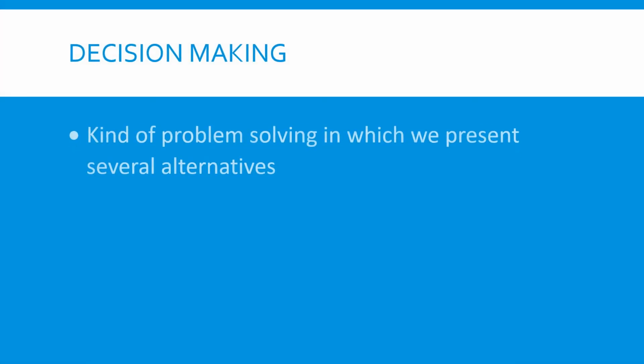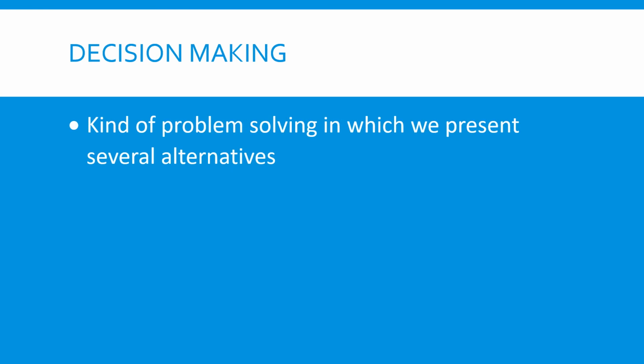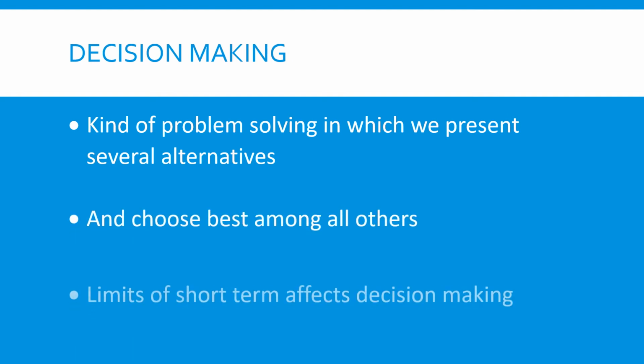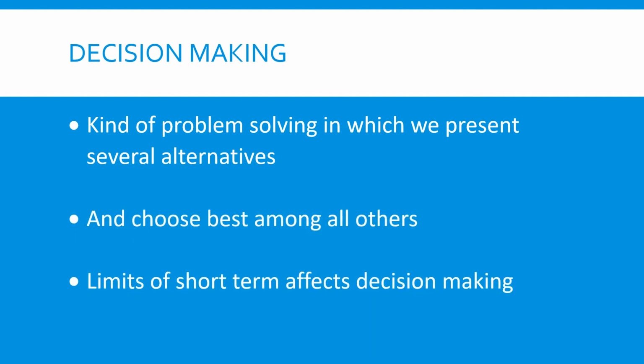Now we have decision making. It is a kind of problem solving in which we present several alternatives and choose the best among the others. It limits the short-term effect in decision making.